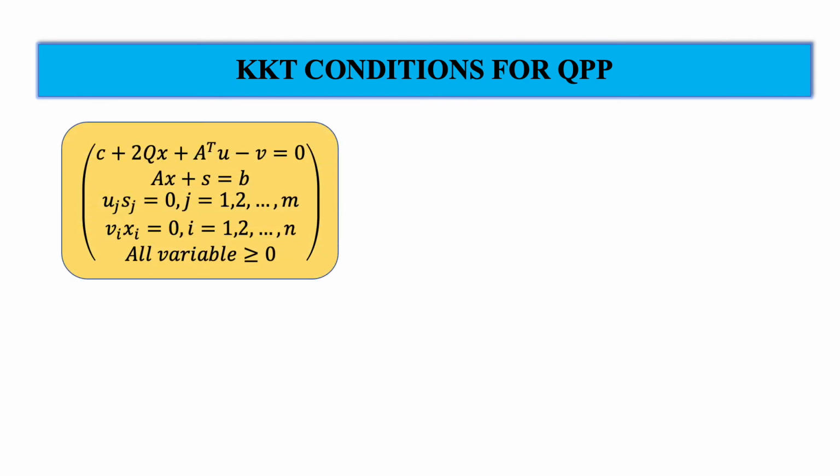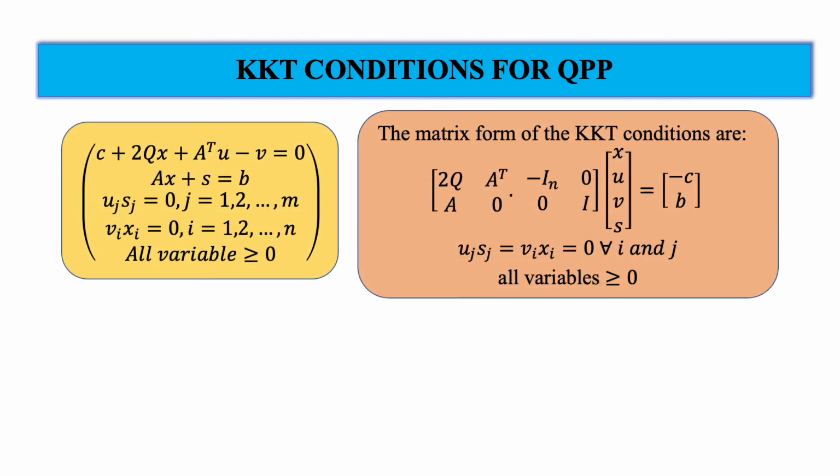So these KKT conditions can be written in matrix form, which can be easily obtained. It is 2Q into x, A transpose into u minus identity matrix into v, there is no slack variable, is equal to minus c. From the second equation, Ax plus identity matrix into slack variable is equal to b. Okay, ui si equals vi xi equals 0 for all i and j, and all the variables are greater than or equal to 0. So these are the KKT conditions which we obtained for the QPP.